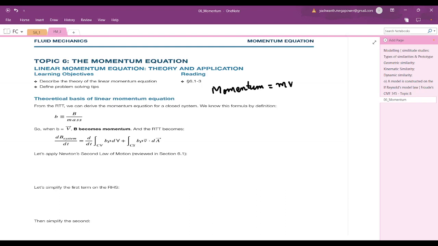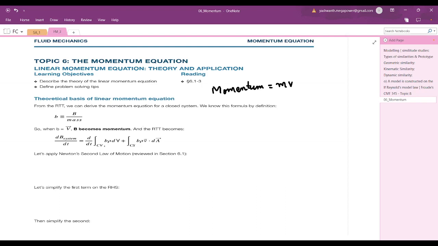From the RTT, meaning the Reynolds transport theorem, we can derive the momentum equation for a closed system. We know this formula by definition. Whatever I have written here, small b is equal to capital B by mass. Here capital B is momentum and small b is velocity. So when small b is equal to V bar, capital B becomes momentum.